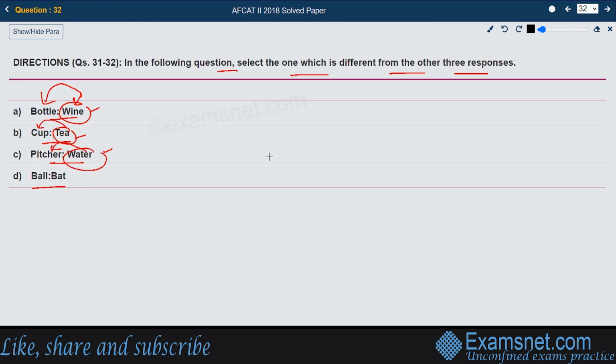Unlike your D option, where the bat is not held by the ball, they are used together to play a game of cricket, but the bat is not held by the ball. So this has to be the odd one. So the answer is D.